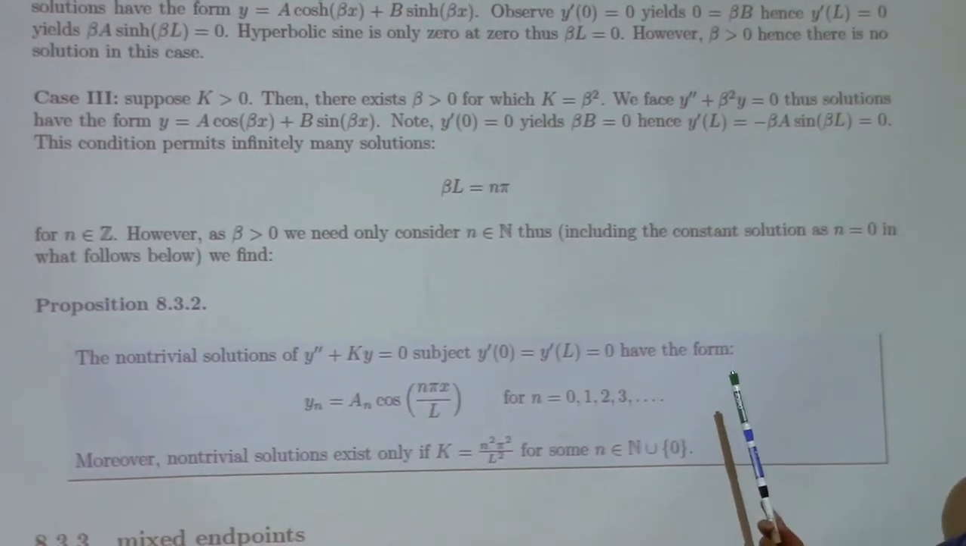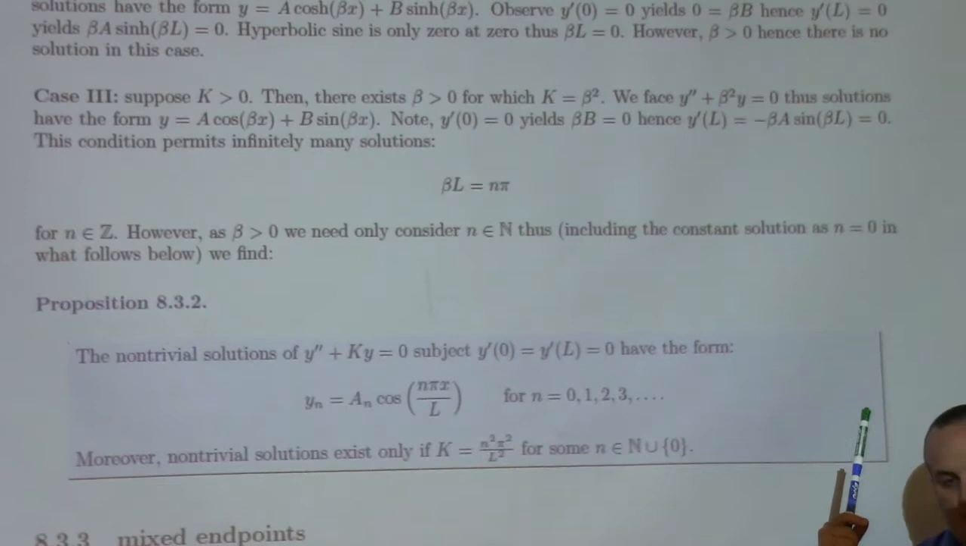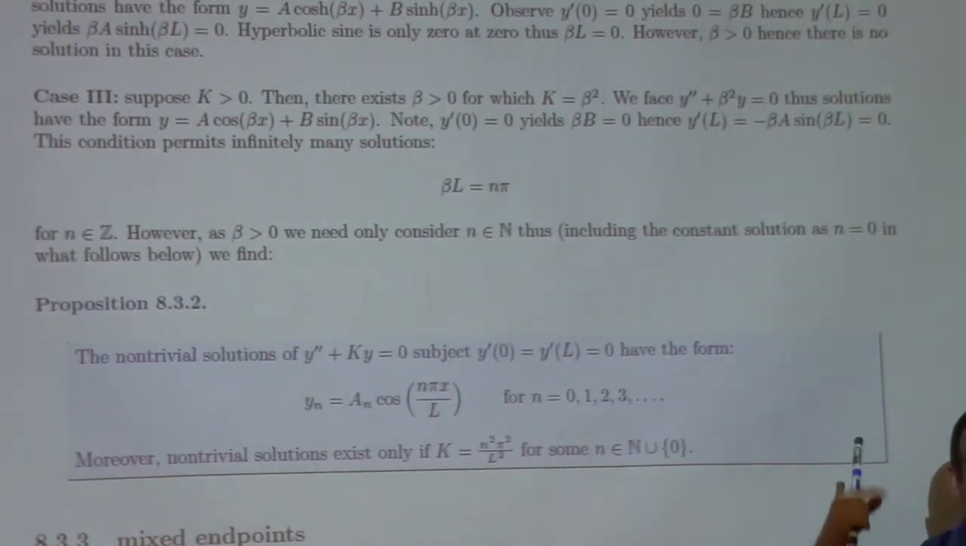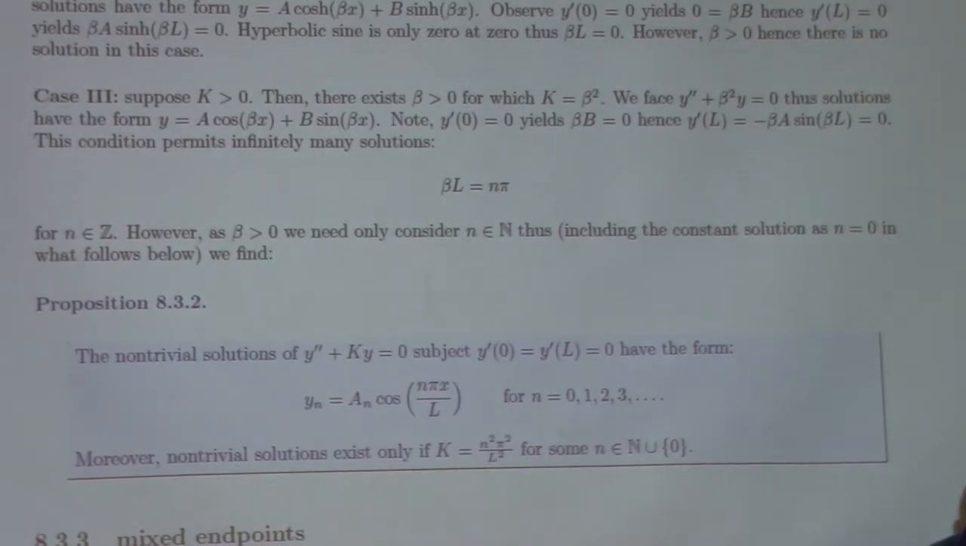So that would be the condition that, for the heat equation, if we're talking about the heat equation, the temperature is not changing at the end points of the rod. So, constant temperature.